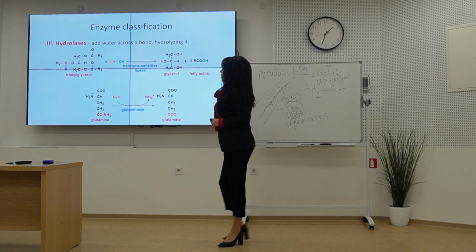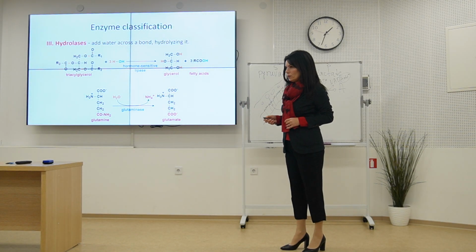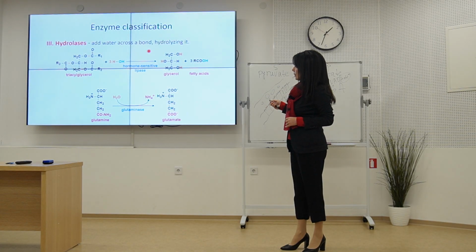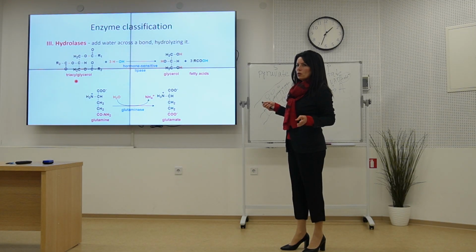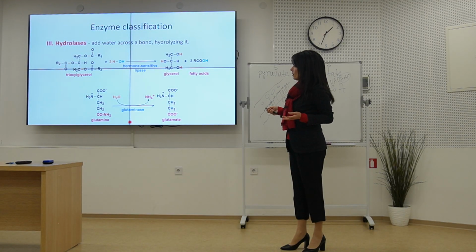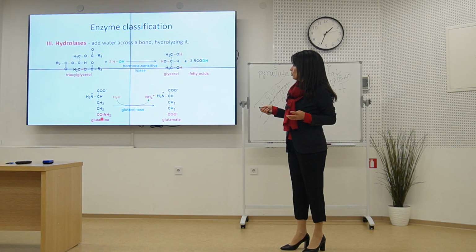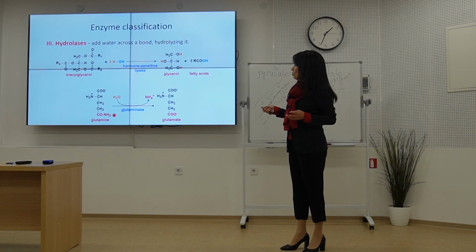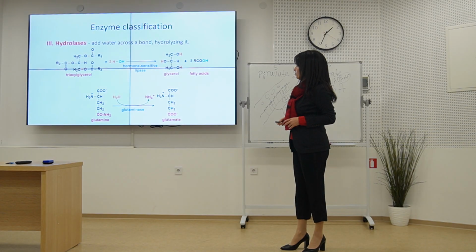Other types are hydrolases. They are used with the addition of one molecule of water across a bond, hydrolyzing it. The first example is lipase. This is the substrate, triacylglycerol, plus 3 molecules of water. The products are glycerol and 3 fatty acids. Glutaminase, another hydrolase enzyme, uses water again to hydrolyze this bond, exactly here, and this amino group is released as ammonium ion, and the rest of the compound is glutamate.